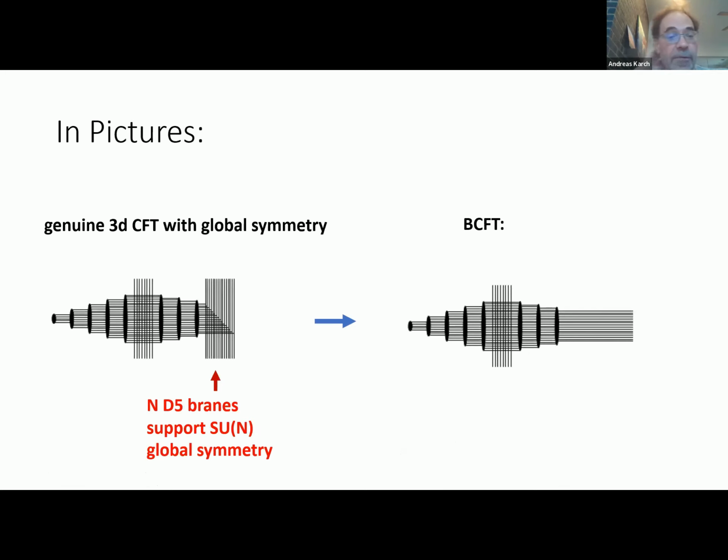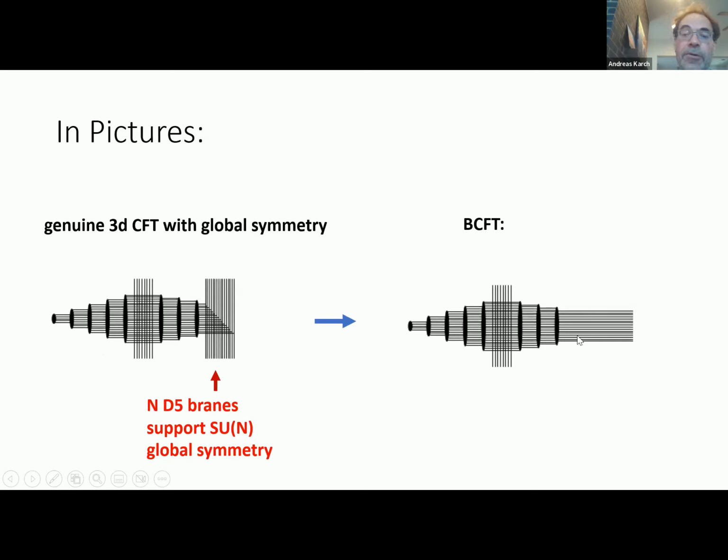And I can also draw pictures of what I just did, right? My full BCFT has the semi-infinite D3 branes sticking out of the sandwich of NS5 branes, D5 branes, and D3 branes. If I want to define this 3D CFT on its own, what I could do is take these last three branes that come out of my sandwich and end them on D5 branes. This way I get a purely 3D CFT with this SU(N) global symmetry.